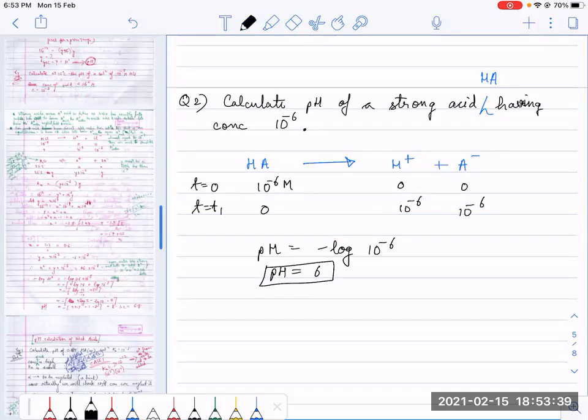You will think that, but this is false. Can you tell me why this is a wrong answer? Come on.